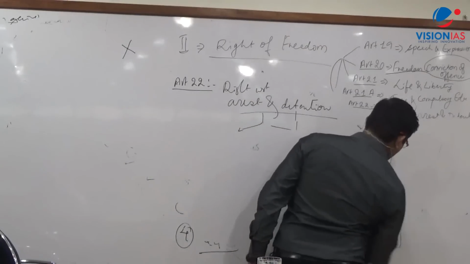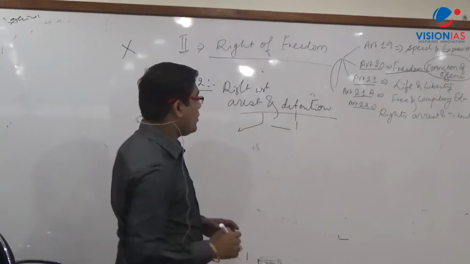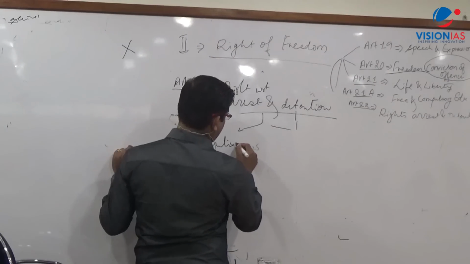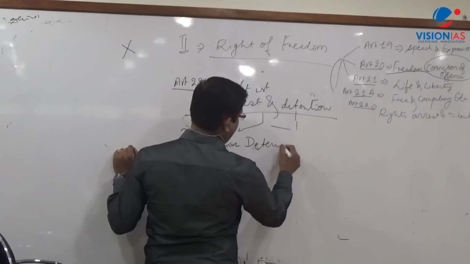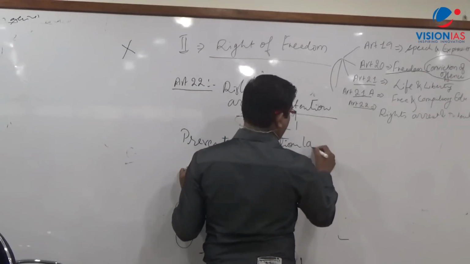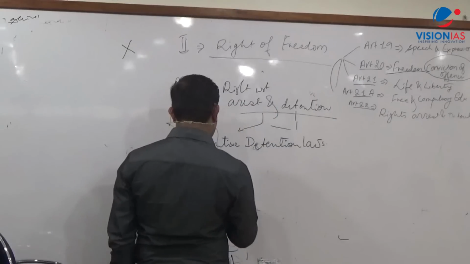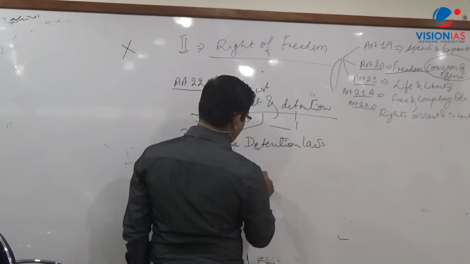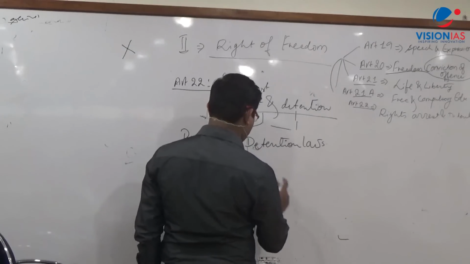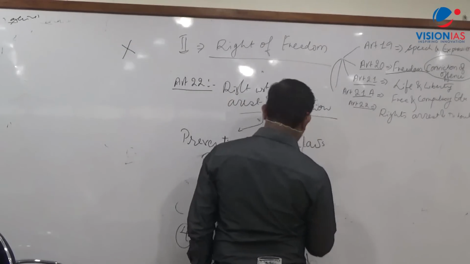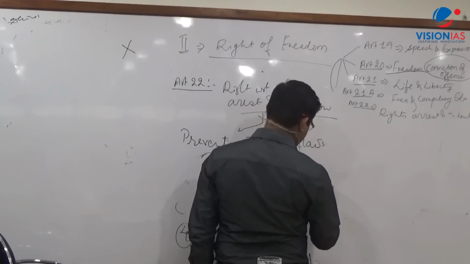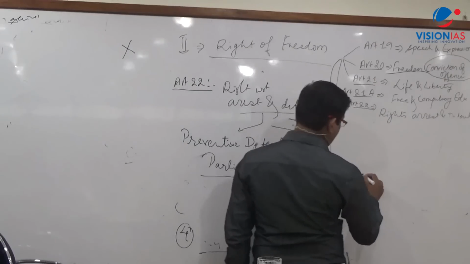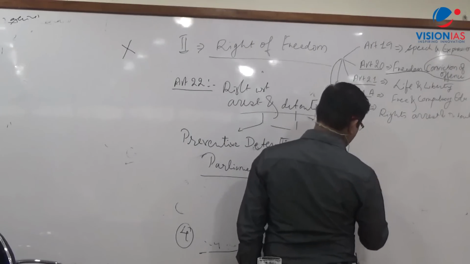How is the power divided on the preventive detention law? Who can make what? What can the Center or Parliament make? Parliament can make the preventive detention law with respect to security of the country, then foreign relations and defense.